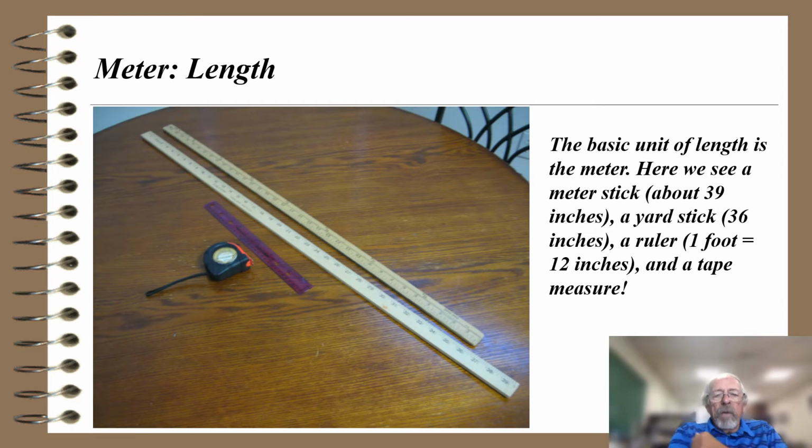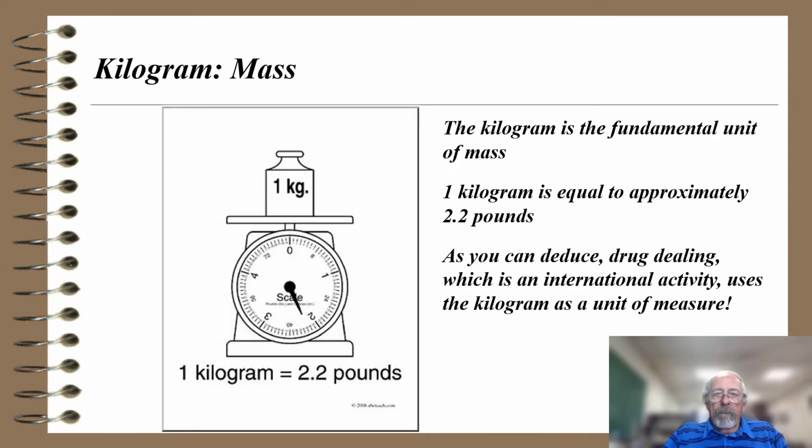So in this picture we see a meter stick, a yardstick, a foot-long ruler, and a measuring device. It turns out the basic unit of length is the meter, and it's about 39 inches long. A yardstick, as you're probably aware, is 36 inches, and a ruler is 1 foot or 12 inches. And the tape measure would probably have units of feet and inches.